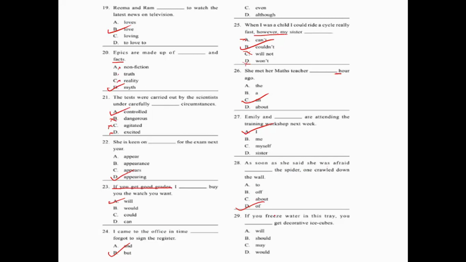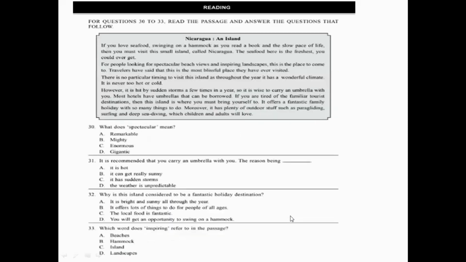Next, if you freeze water in this tray, you dash get decorative ice cubes. Again, we have two clauses, if clause and main clause. So the if clause will be in the present tense and your main clause should be in the future tense. So if you freeze water in this tray, you will get decorative ice cubes. Only one option is indicating the future tense, so it should be option A. Now let's move to the next section.